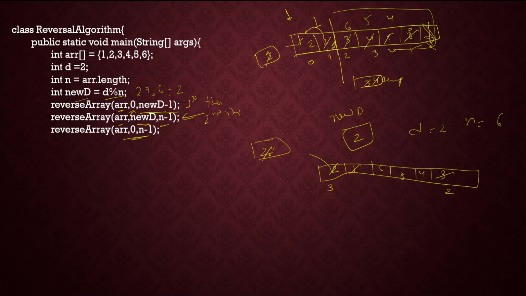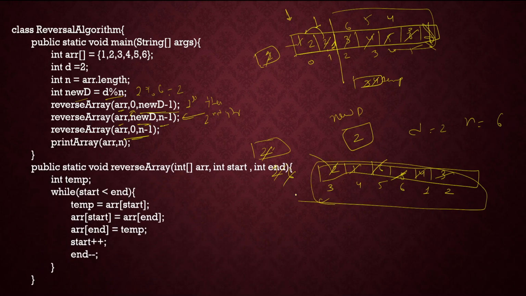Now 1 will be taken over this place. 4 will be placed over here. 1 will be placed over here. Now, sorry, 6 will be placed over here. 5 will be taken to this place. Now 6 will be taken to this place. Was this our expected output? Yes, it is. You can see printing array has been called.